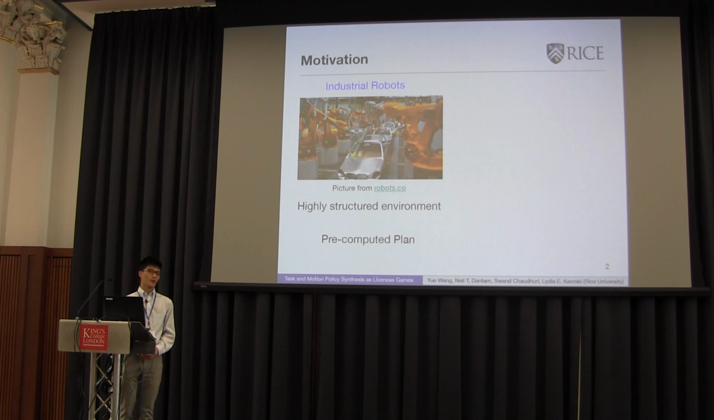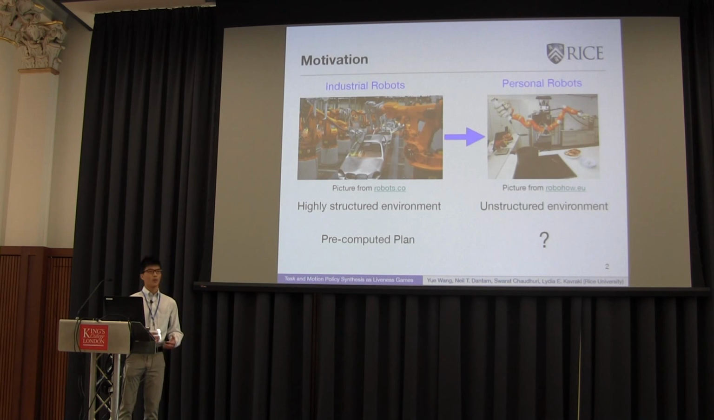Traditionally, robots are deployed on assembly lines of factories. Those factories are highly structured environments, and we usually pre-compute a single plan for the robot, so a robot can follow this plan repeatedly to accomplish a certain task. In the future, we would like to see more and more personal robots working at home. It would be nice if the robot can help us cook meals and do some domestic houseworks. However, those house environments are usually unstructured, and there are people moving around. What can we do in this case? Can we still use the pre-computation approach?